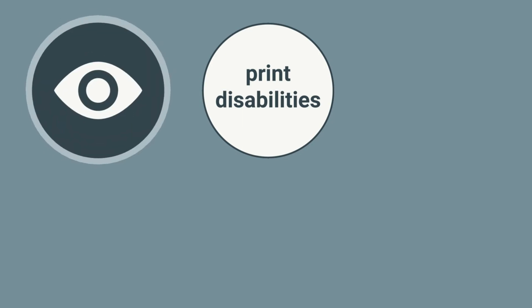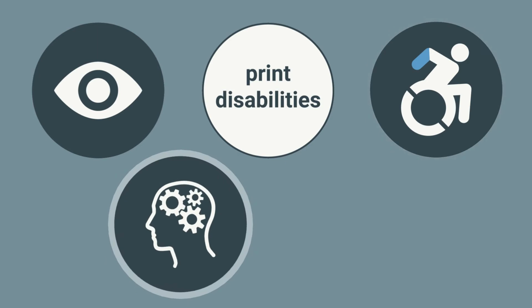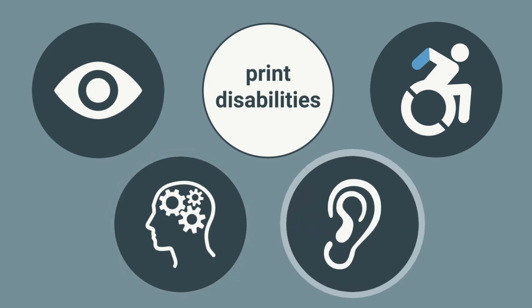For example, students with low vision, blindness, or colour blindness, those with physical disabilities that affect their manual dexterity, learners with cognitive disabilities such as dyslexia or ADHD, which can affect reading ability or concentration, and those with literacy difficulties, for example, students who are hearing impaired may not have English as a first language.